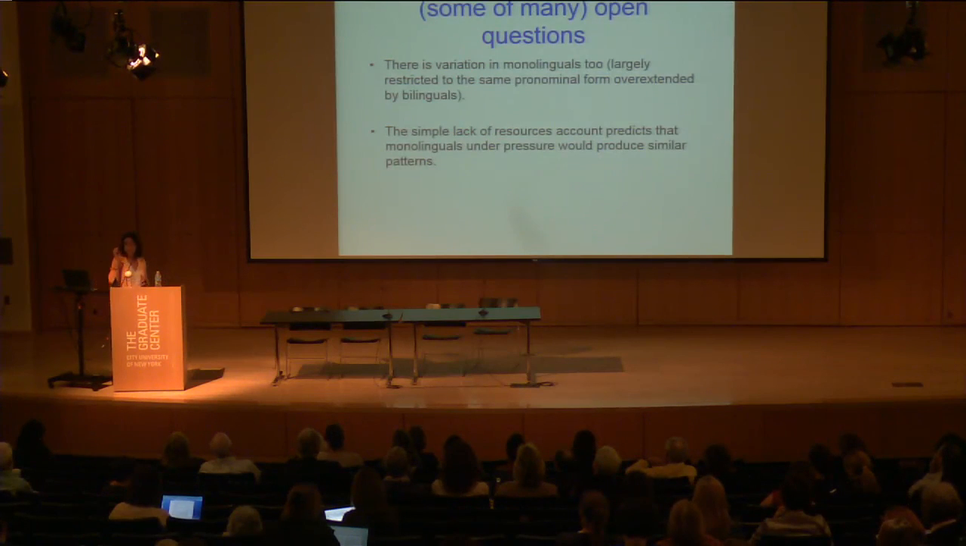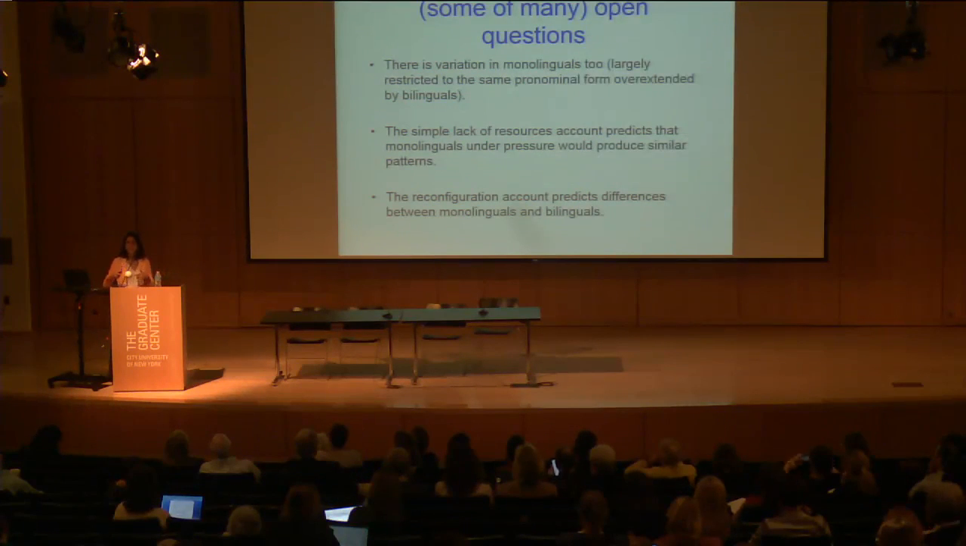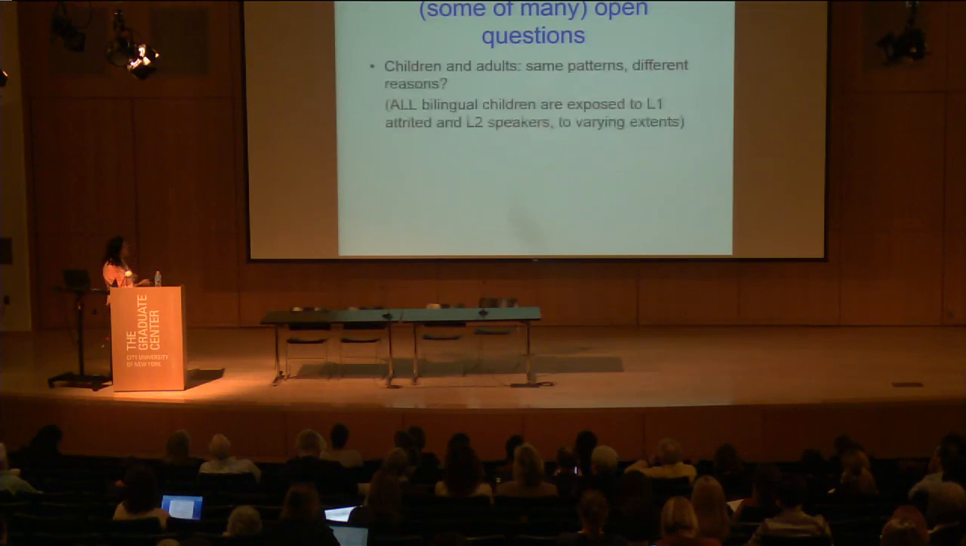Now, remember the first account, the simple lack of resources account. That might predict that if you put monolingual speakers under pressure, they might actually start overextending overt pronouns exactly like the bilinguals, right? So that might be one prediction. If you take a reconfiguration account, on the other hand, you may not predict differences between monolinguals. You might predict differences between monolinguals and bilinguals, because monolinguals, by definition, haven't undergone this reconfiguration of cognitive processes, because they have only one language.